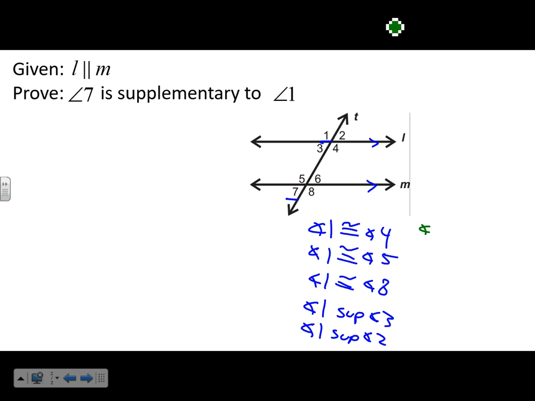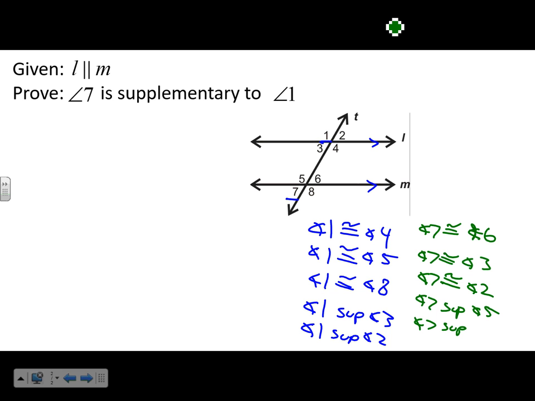So I know angle 7 is congruent to angle 6, vertical angles. Whoops. I know angle 7 is congruent to angle 3, vertical angles. I know angle 7 is congruent to angle 2. Now some of those supplementary. I know angle 7 is supplementary to angle 5, and I know angle 7 is supplementary to angle 8. So again, there's maybe more that I didn't jot down, but at least we have some sort of start. And maybe we forgot some, that's okay. If it doesn't work out, we can start reevaluating.